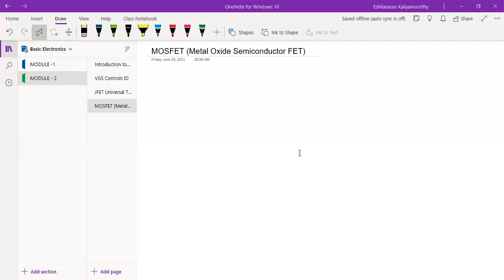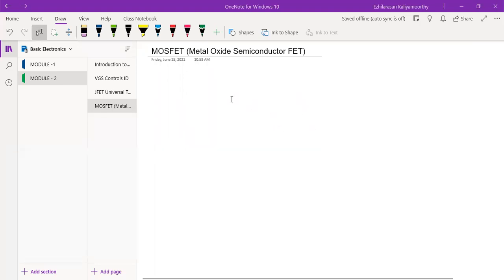Okay. So now let us talk about MOSFET, that is metal oxide semiconductor field effect transistor. Now, this MOSFET is another category of field effect transistor. The MOSFET is very different from JFET, means it has no PN junction structure. Instead, the gate of the MOSFET is insulated from the channel by silicon dioxide layer.